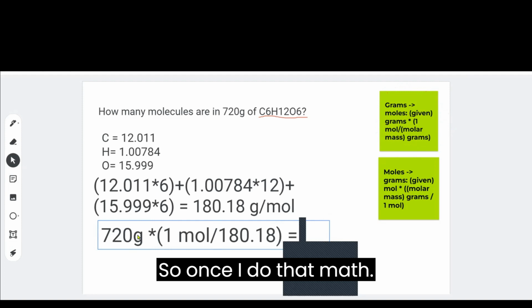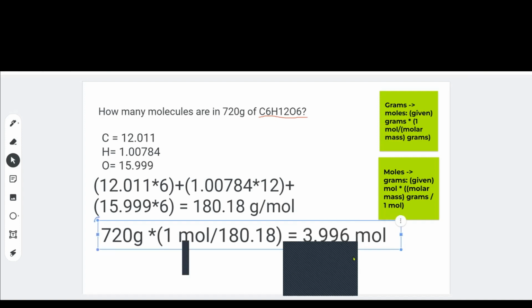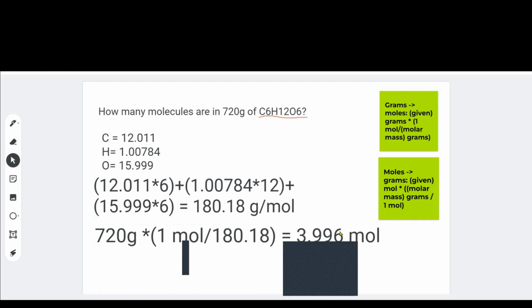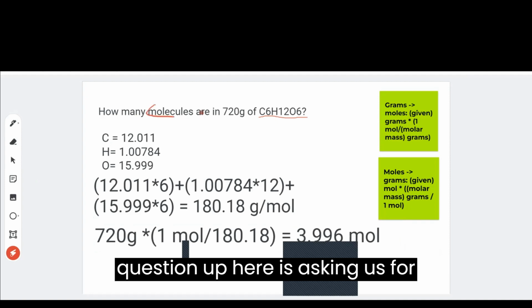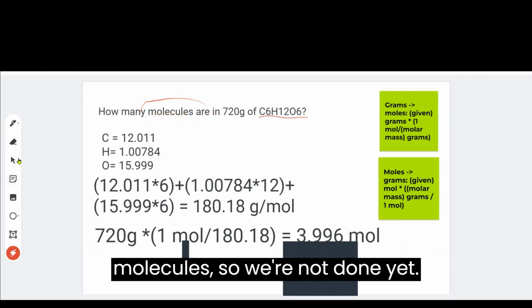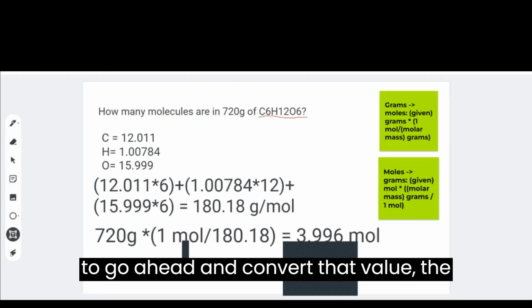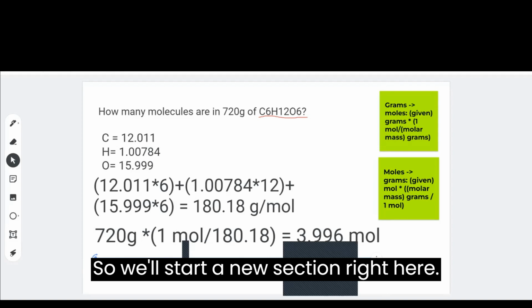Once I do that math, 720 times 1 over our molar mass, we're going to end up with 3.996 moles. So I have done my first step of converting from grams to moles, but remember, we want molecules, right? This question up here is asking us for molecules. So we're not done yet. Now that I have my moles, I'm going to convert that value, the 3.996 moles, into molecules. So we'll start a new section right here.